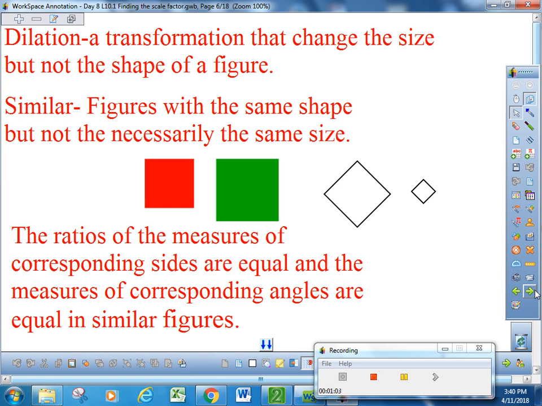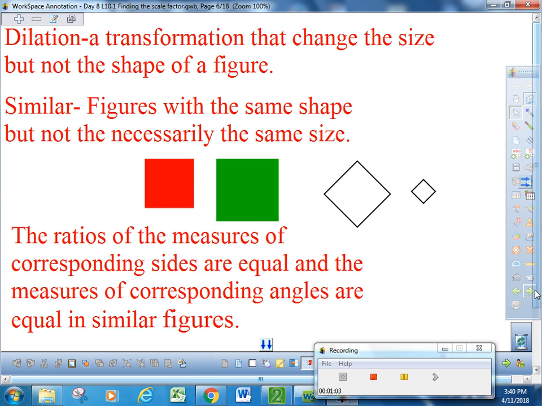Some vocabulary words we went over a little bit yesterday. Dilation is a transformation that changes the size, but not the shape, of the figure. Similar figures have the same shape, but not necessarily the same size. These are all on the front side of your note sheet. You can just add to it if you need to.